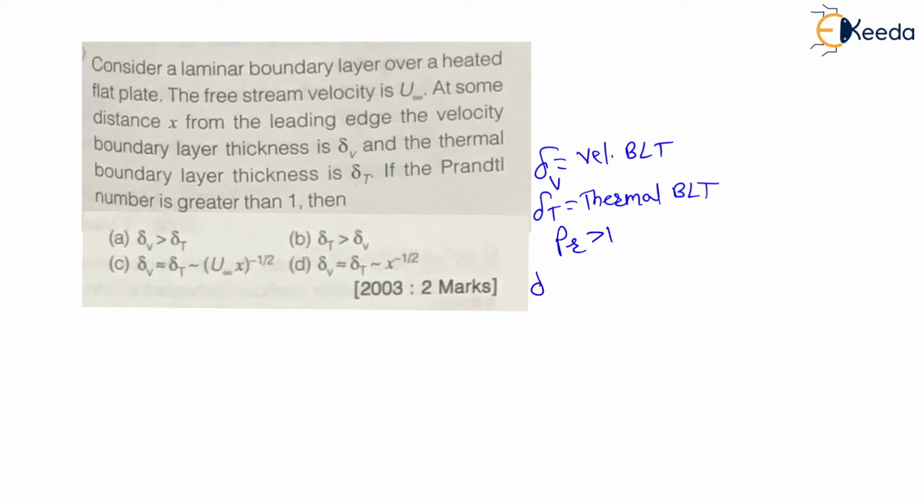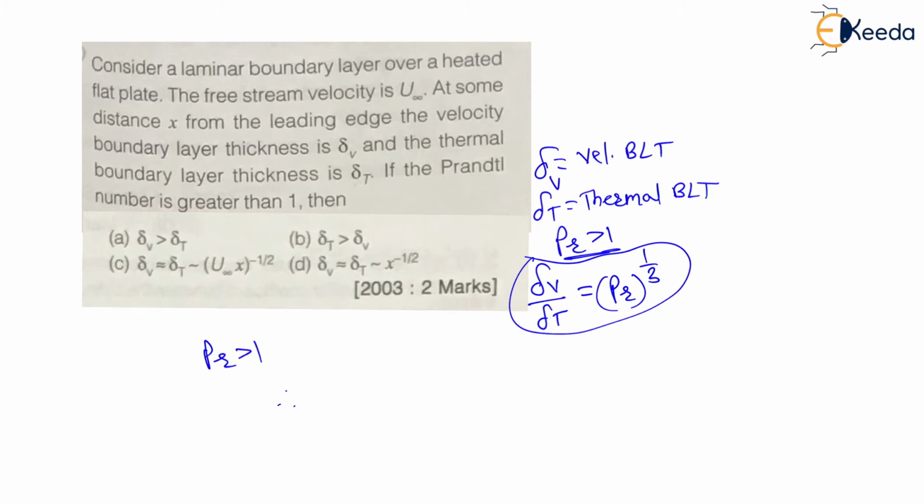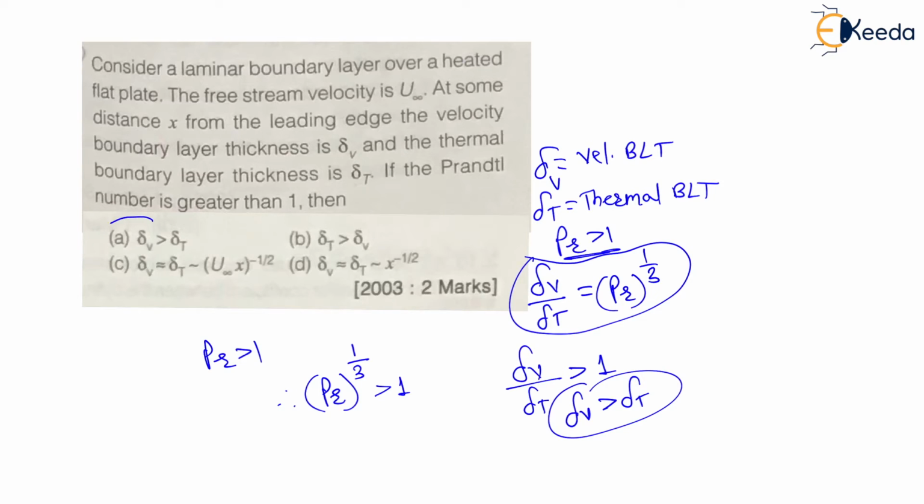Now my dear students, this velocity boundary layer thickness and thermal boundary layer thickness are related with the help of Prandtl number. That is, velocity boundary layer thickness divided by thermal boundary layer thickness is equal to Prandtl number raised to 1 by 3. That we have seen in the convection topic, right? Therefore, if Prandtl number is more than 1, then for a value more than 1, this value raised to the power 1 by 3 will always be more than 1. Therefore here we can say hydrodynamic boundary layer thickness divided by thermal boundary layer thickness will be more than 1. Therefore this hydrodynamic boundary layer thickness will be more than thermal boundary layer thickness. So look at the options, you will find that option A will be the correct choice.